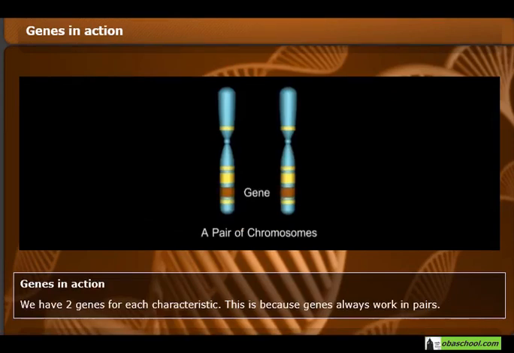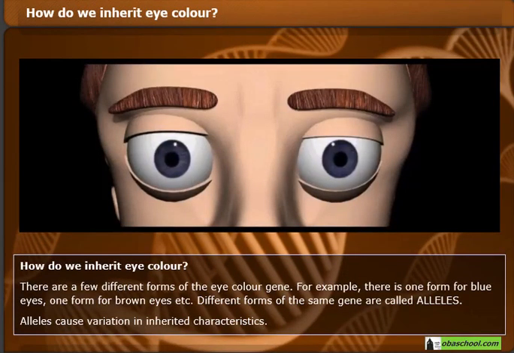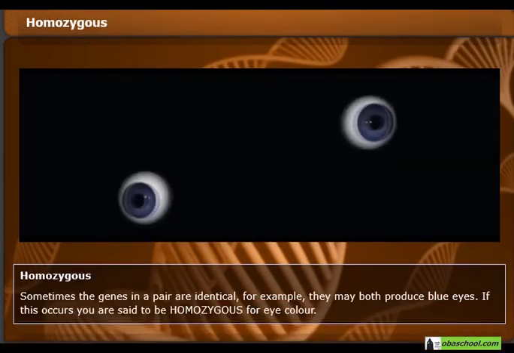Genes in action. We have 2 genes for each characteristic. This is because genes always work in pairs. How do we inherit eye colour? There are a few different forms of the eye colour gene. For example, there is one form for blue eyes, one form for brown eyes, etc. Different forms of the same gene are called alleles. Alleles cause variation in inherited characteristics.